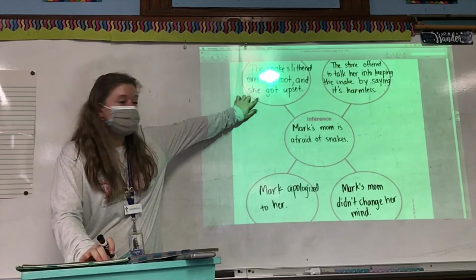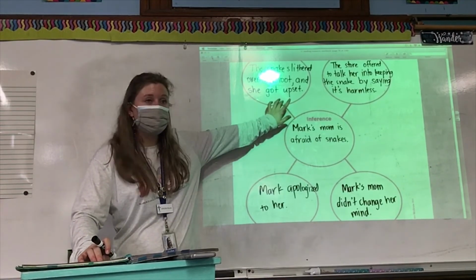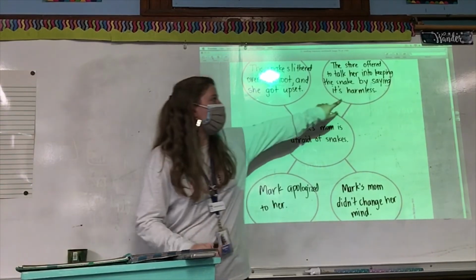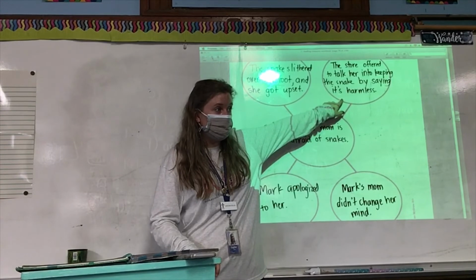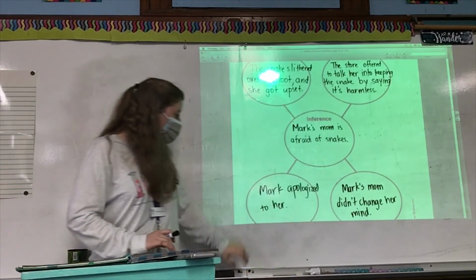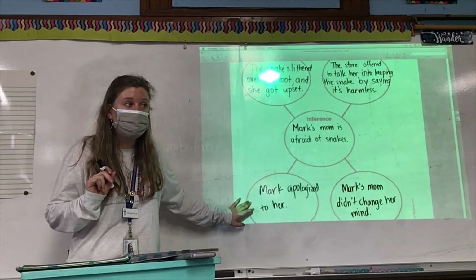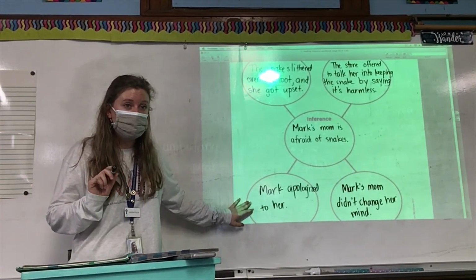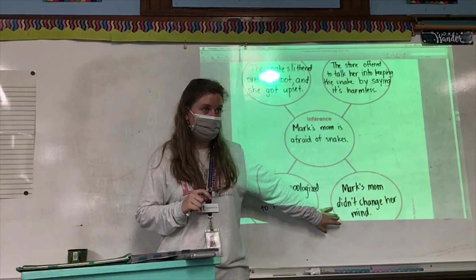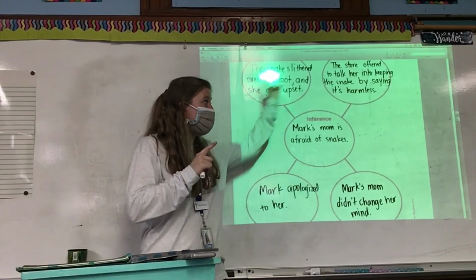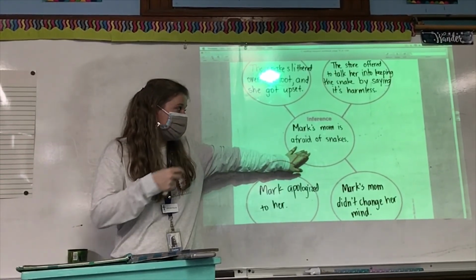Because we know if a snake slithers over your foot and you don't like it, it's going to be bad. We know that usually a store will try to talk you into keeping an animal. We know that if you do something to somebody that they don't like, you're going to say sorry. We know that sometimes people still don't change their minds. So by knowing those things and adding all of these events from the story together, we make the inference that Mark's mom is afraid of snakes.